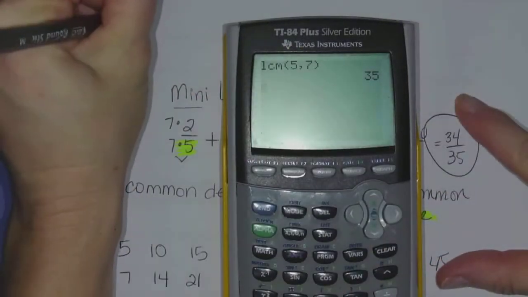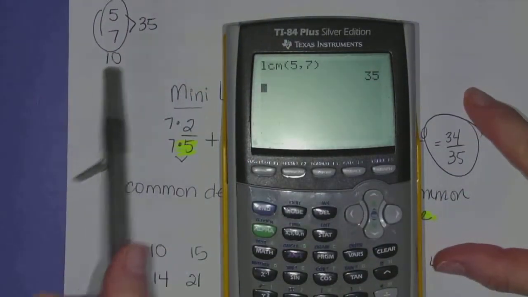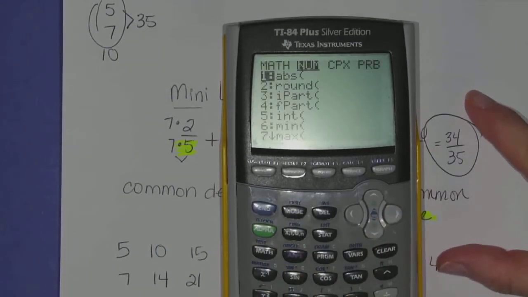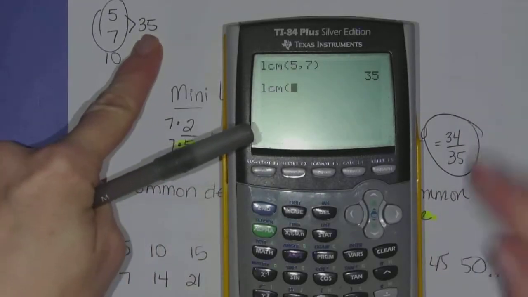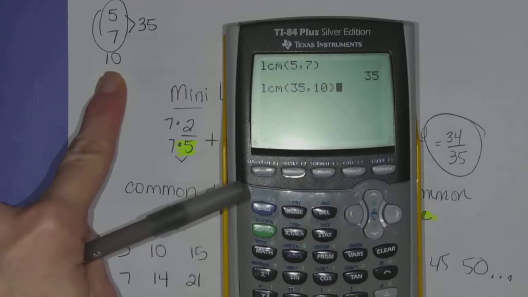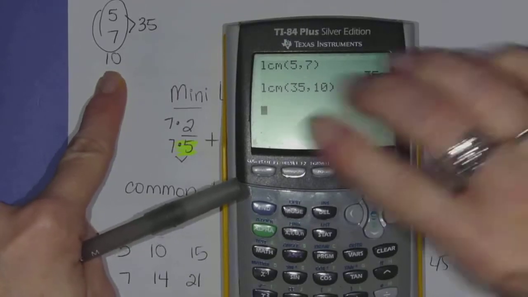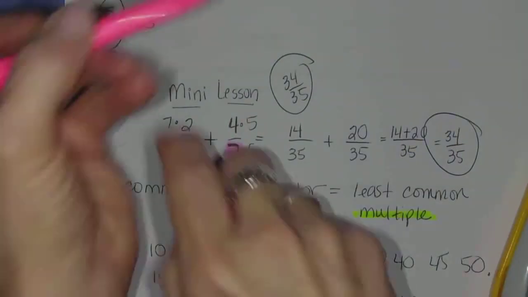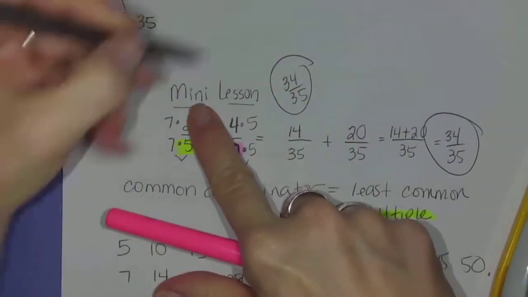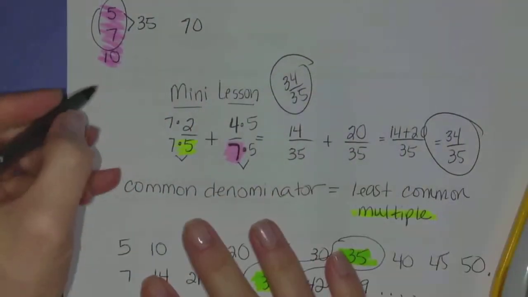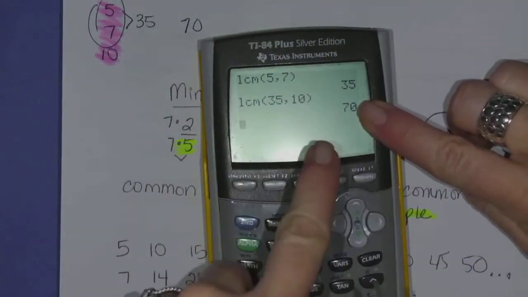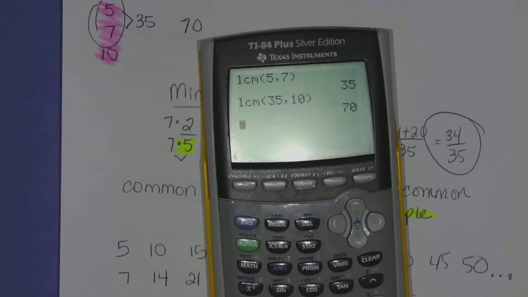So since the LCM of these 2 is 35, you would then just do this again, math num number 8, and you would do 35, comma, and then the next piece, 10. And so you see you get 70. So the LCM of all 3 of these, if you're going to use the TI-84, is 70. And you can do however many you want. If you had more, you would just keep adding on, and then you would use the 70 with the next number, and so on and so forth. So that's just food for thought.